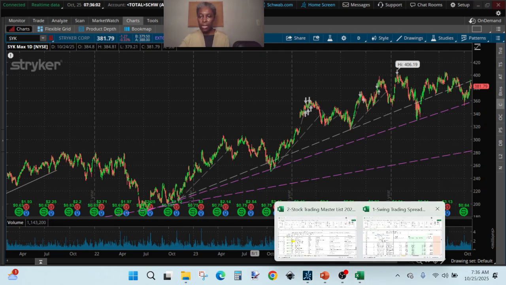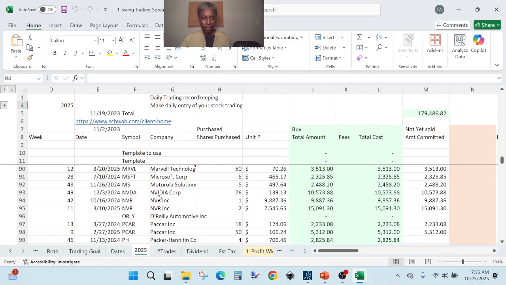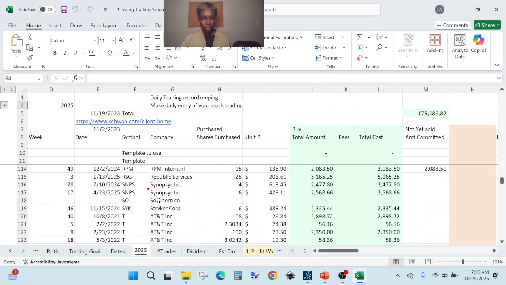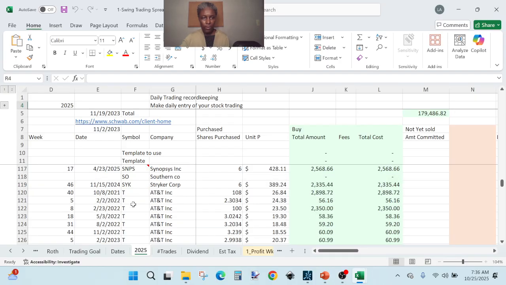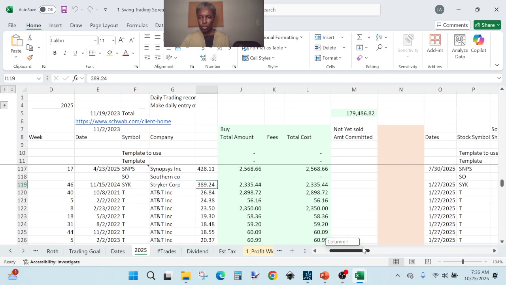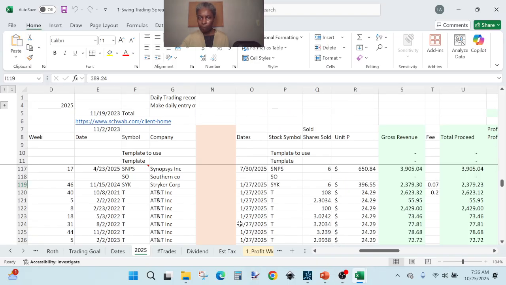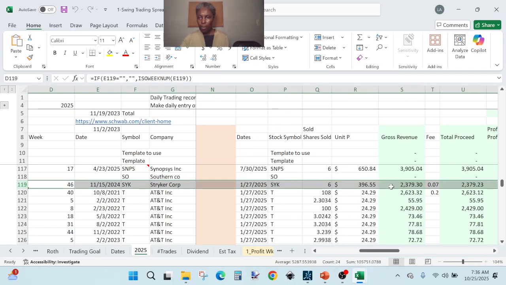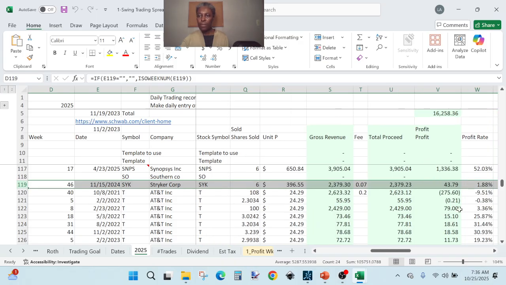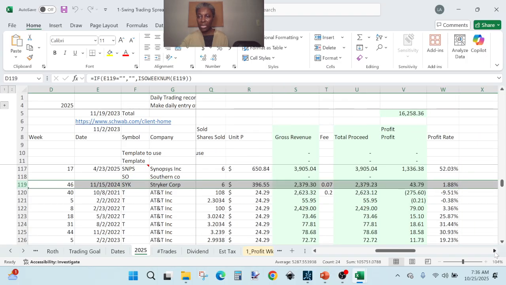If we want to see our previous trade on SYK, we can go down. That'll be this one. So we purchased it in 2024 for $389. We sold it in 2025 for $396 and made a $3 profit out of it, or 1.88%. So that's still a profit. We didn't lose money there.